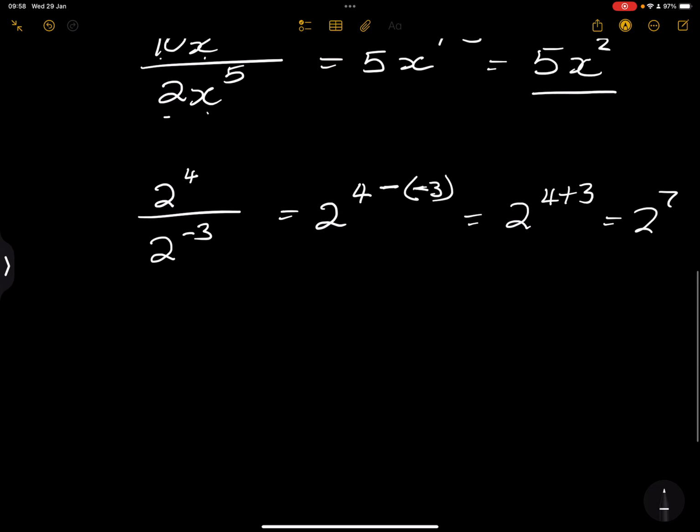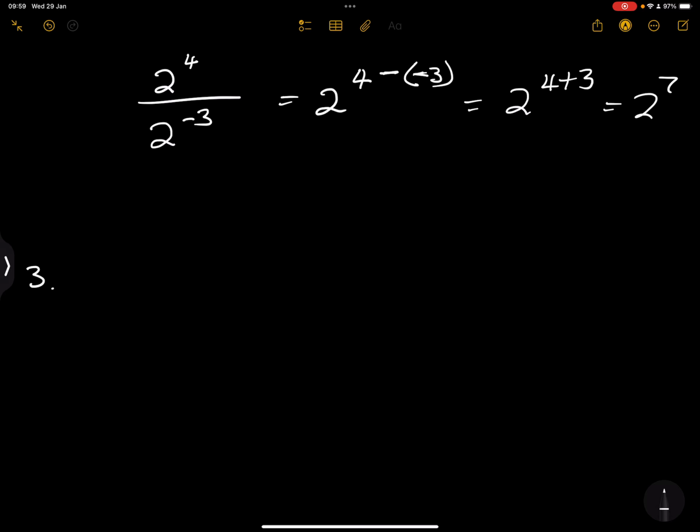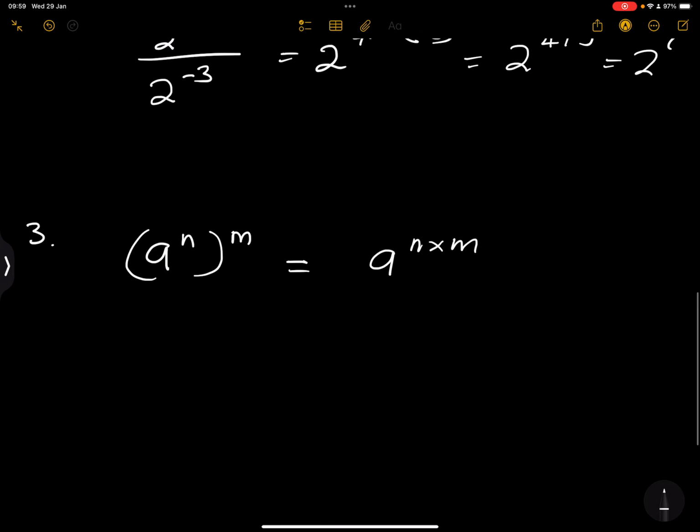Okay, right. Now let's move on to the third law. So what does our third law actually state? Well, in this case, if we raise a power with an exponent, right, so in this case, we are going to take, let's say, a to the n, and we are raising it to the power of m, right? So in this case, what happens? We are going to multiply. So this will become a to the n multiplied by m. Right, this is very important.